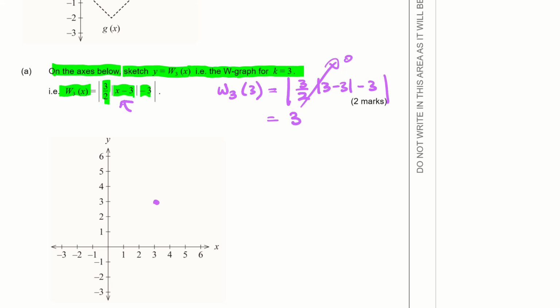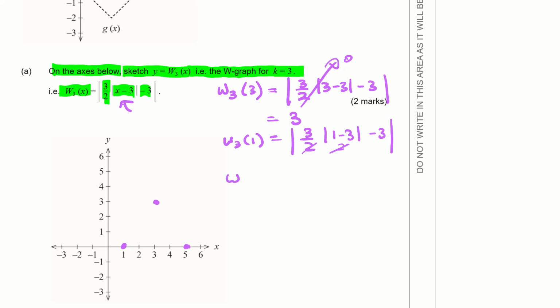Now the next value I'm going to try is w_3(1). So that will be 3 over 2 mod 1 take away 3 take away 3. So this bit becomes 2, which cancels with that. So we've got 3 take away 3, which is 0. So that's going to be 0 there. And the symmetry of this tells us the same thing's going to happen with 5. So that would be just there.